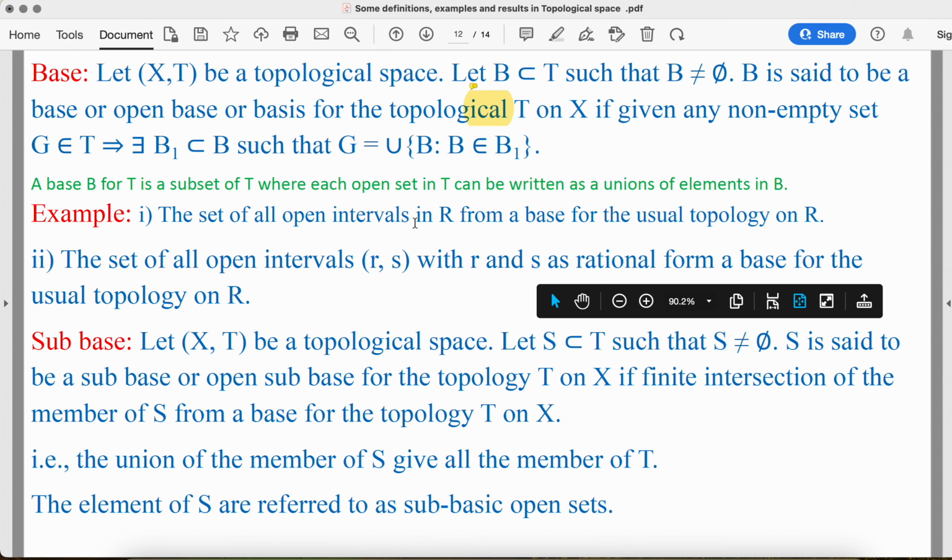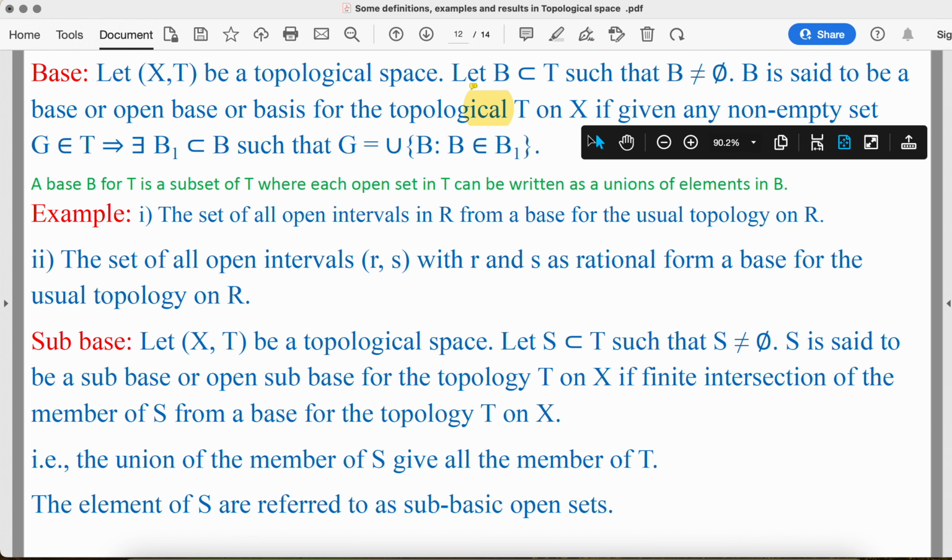The set of all open intervals in R form a base for the usual topology on R. The set of open intervals (r, s) with r and s as rational numbers also form a base for the usual topology.